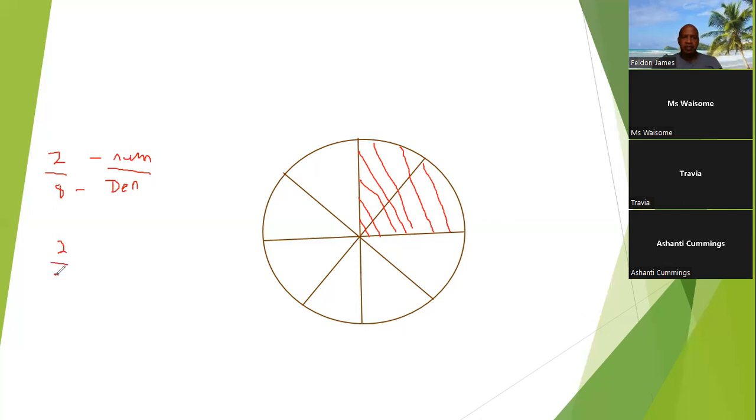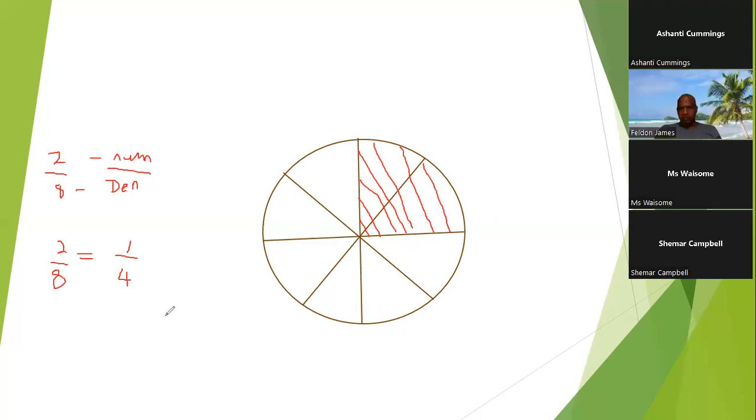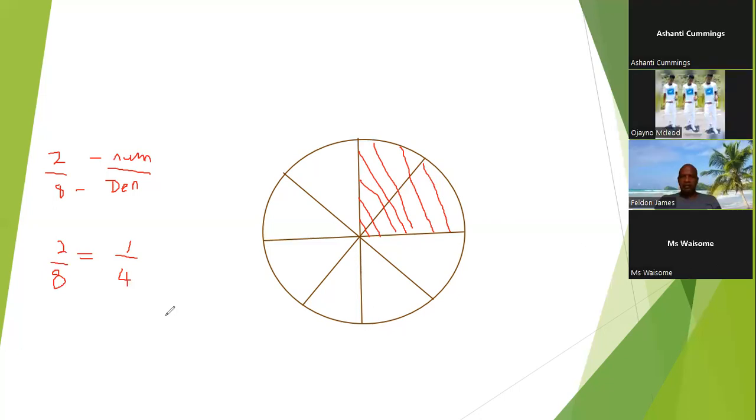Yes, sir. What could we write this as? 1 over 4. We write this as 1/4. And anybody agree? Raise your hand if you agree that we could write this as 1/4.